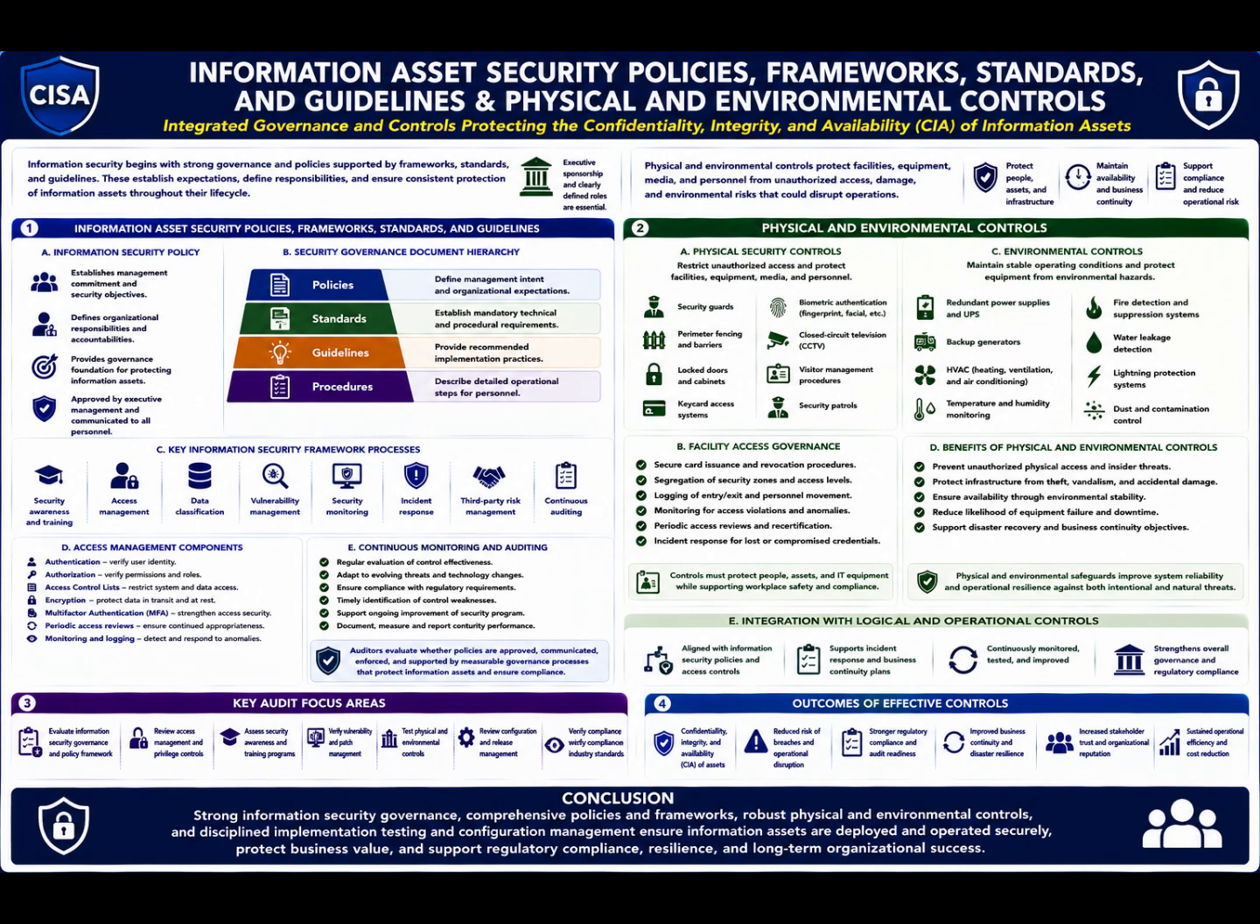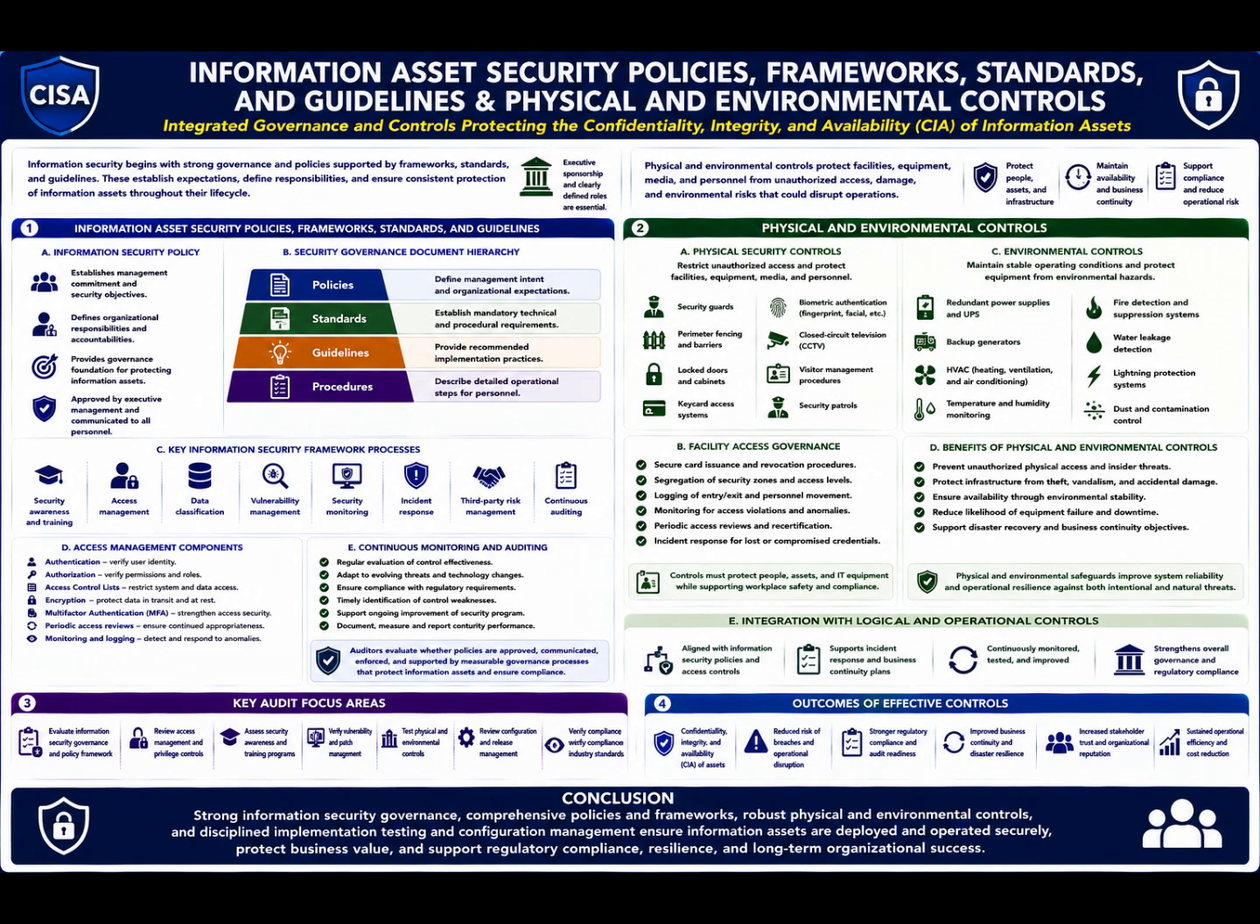or network operations centers. Environmental controls protect computing equipment against conditions that could impair availability or damage infrastructure. Critical environmental safeguards include redundant power supplies and uninterruptible power systems (UPS), backup generators, heating, ventilation, and air conditioning (HVAC), temperature and humidity monitoring, fire detection and suppression systems, water leakage detection, lightning protection, and dust and contamination control. These controls maintain stable operating conditions and reduce the likelihood of equipment failure caused by environmental hazards.